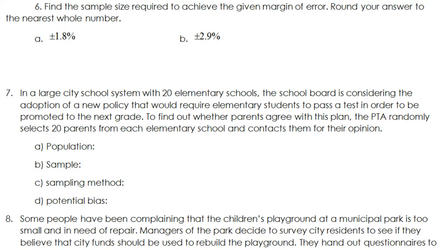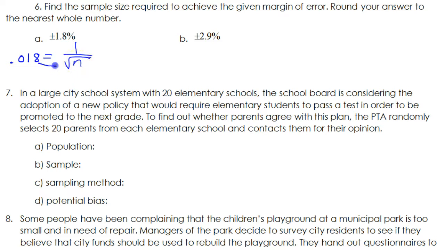Okay, so we're given the margin of error. So the margin of error is going to equal 1 over the square root of the sample size. And we're looking for the sample size, so we're looking for n. Now we can't just plug in 1.8 because this formula gives us a decimal, not a percent. So we need to convert this to a decimal by moving the decimal point twice to the left. So 1.8% is the same thing as 0.018. So that's what we have here.